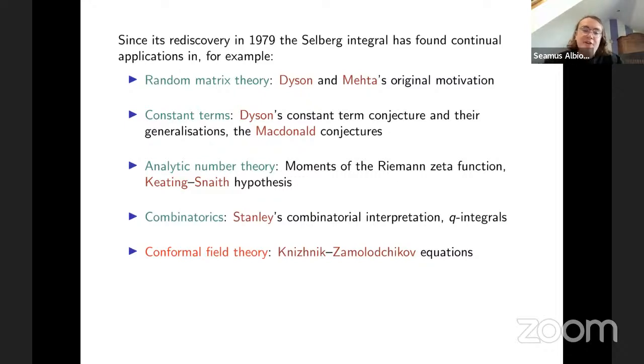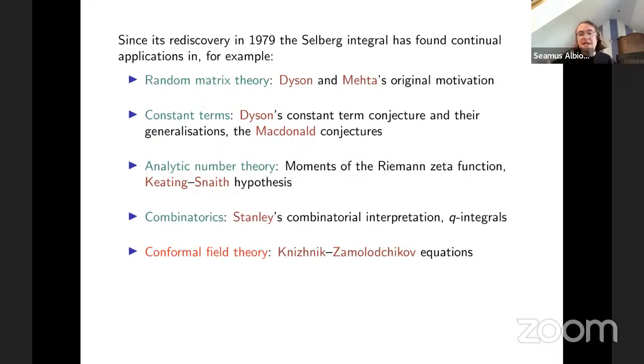It also appears in combinatorics. So in the second edition, I think, of Stanley's Enumerative Combinatorics Volume 1, Stanley gives a combinatorial interpretation of the Selberg integral, but also related to q-integrals. So people like Jang Soo Kim and Dennis Stanton and Soichi Okada have looked at things like this, the q-Selberg integral, from this point of view.